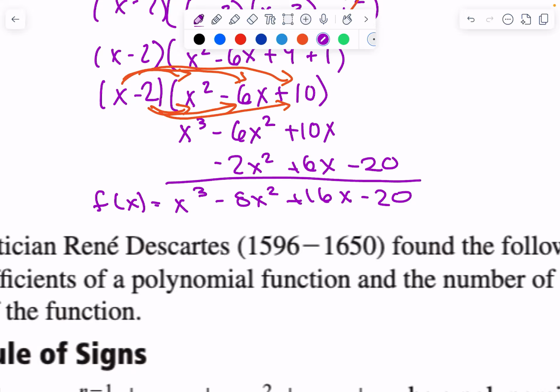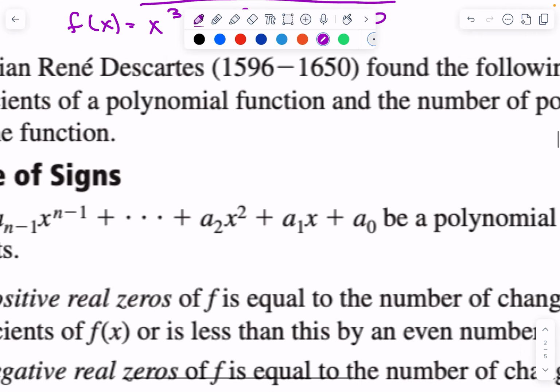Oh, this should be 12. That's my mistake. Sorry. I had a feeling I made a mistake in there somewhere. And so this should be 22x. Sorry about that. Okay. Going back to it.